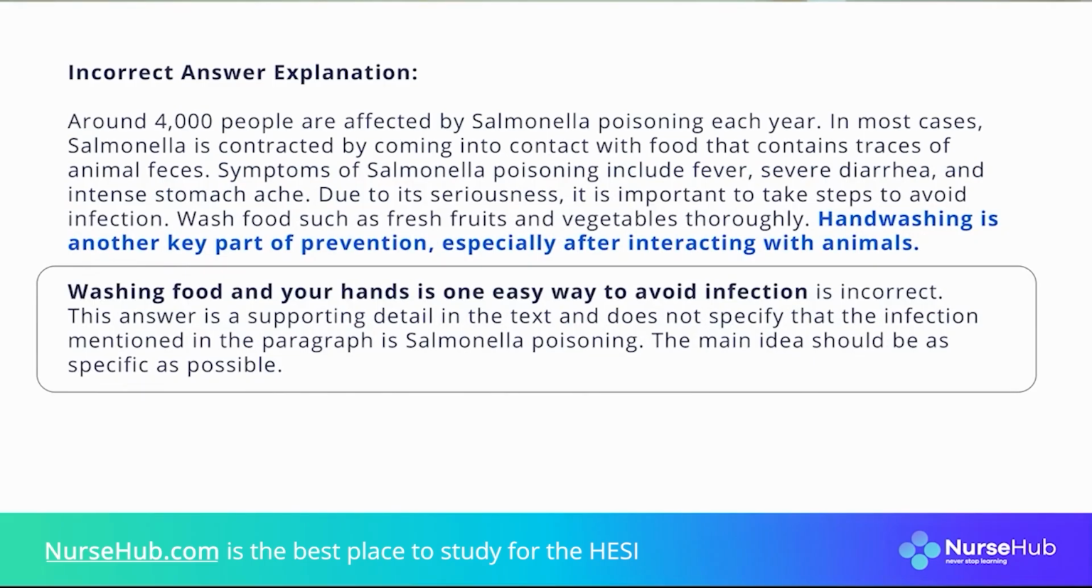All right, so here's the last incorrect answer explanation. Washing food and your hands is one easy way to avoid infection. So in the paragraph, this is definitely mentioned, and it's a key detail that we need for the main idea, but it's not the entire main idea. This is just a supporting detail that does not specify that the infection mentioned in the paragraph is salmonella poisoning. So the main idea needs to be as specific as possible. This leaves out that idea about salmonella poisoning specifically. This could be how to avoid any infection, but we need to have the specifics to be able to identify that main idea.